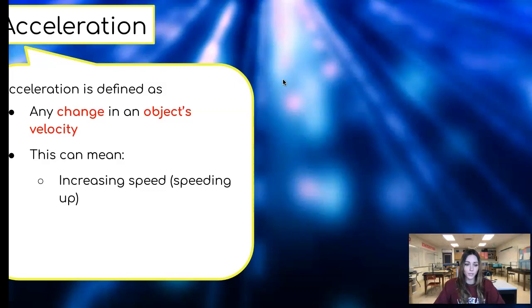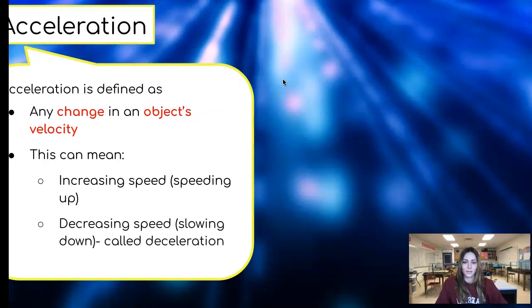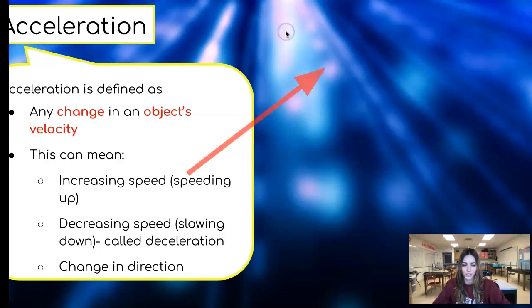This is probably what you think of when you hear the word acceleration, because generally when we use it in day-to-day life, we are talking about positive acceleration or speeding up. This can also mean decreasing speed or slowing down. This is what we call deceleration. Finally, acceleration also represents a change in an object's direction. Even if its speed is staying the same, if direction is changing, that also is considered a form of acceleration because the velocity is changing.